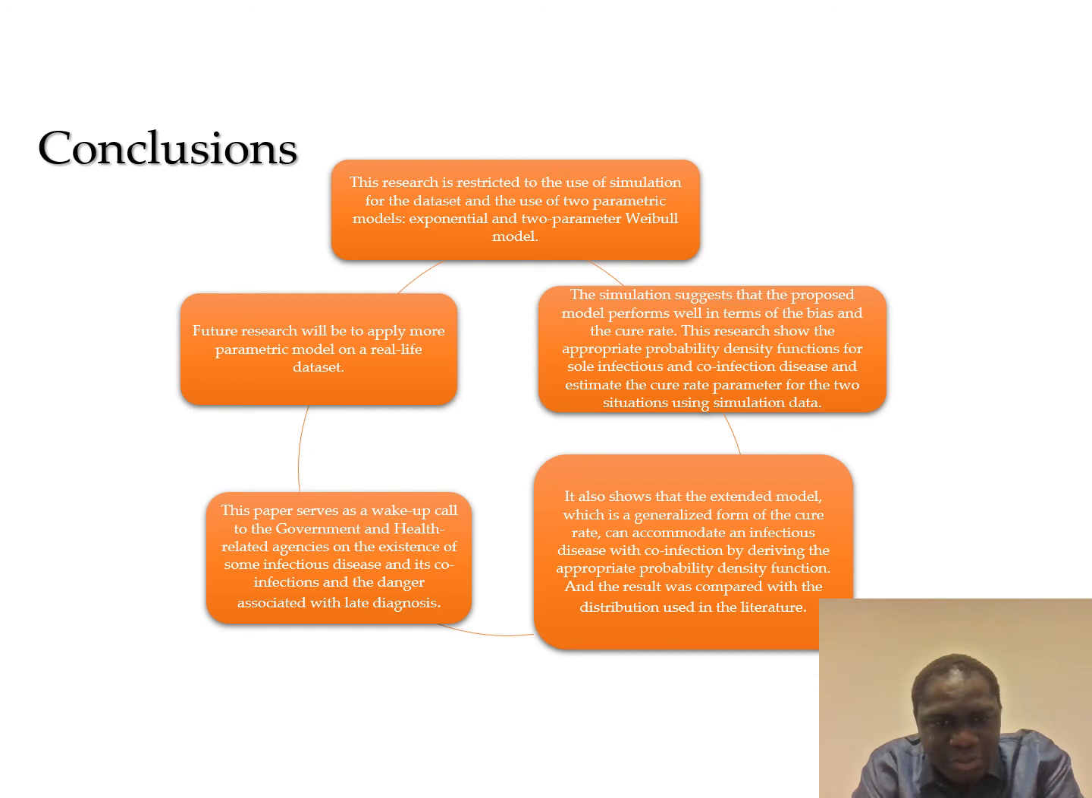Also, this paper will serve as a wake-up call to the government health-related agencies on the existence of some infectious disease and its co-infections, and the dangers associated with late diagnosis. Future research will be to apply more parametric models on real-life data.